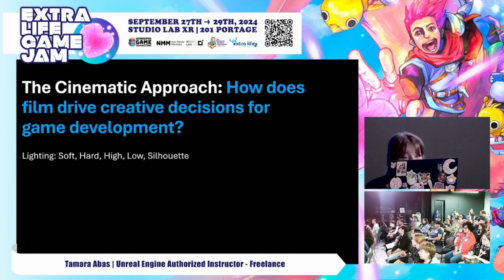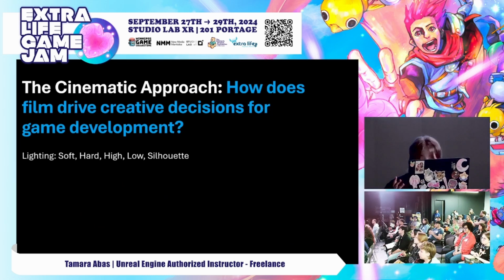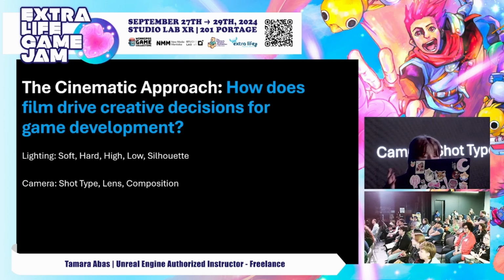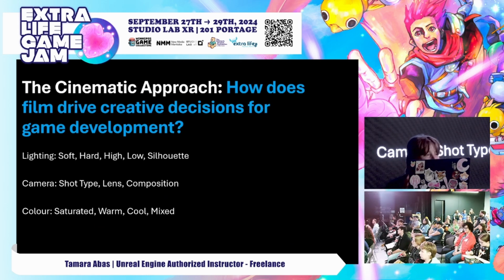The types of lighting like soft lights, hard lights, a highlight, a low light, and playing with silhouettes, as well as camera. We can look at different shot types, lenses, and compositions from our favorite films or TV shows. And as well, color is a big one. So looking at saturated, warm, cool, and mixed type of media. So I'm going to show you some resources that are going to take these points in the creative and visual design of your game and how you can implement film terms and techniques into game engines.